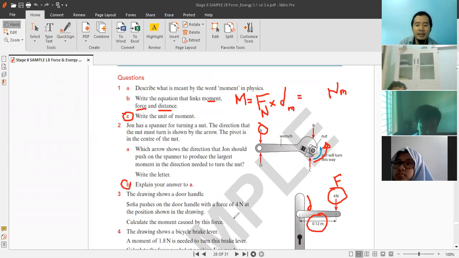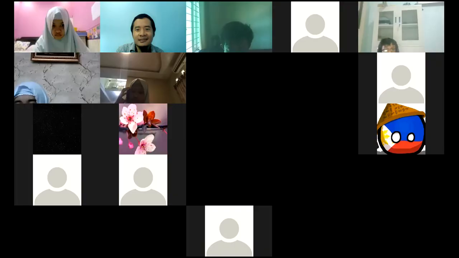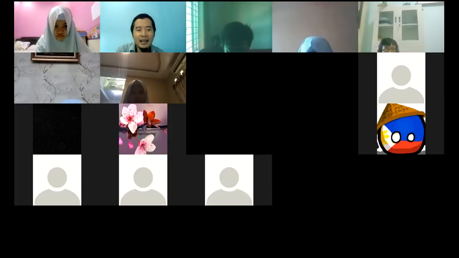The moment is 0.48. And the unit? What is the unit, Mas Rafa? Newton meter. Okay, Newton meter. Okay, thank you. Newton meter. Thank you so much, Mas Rafa.